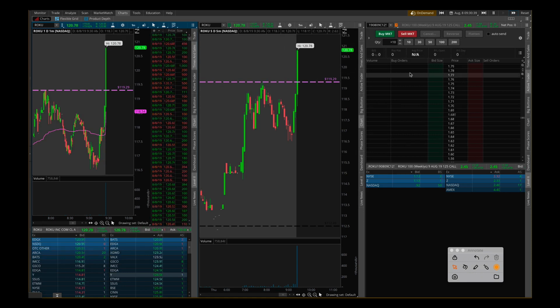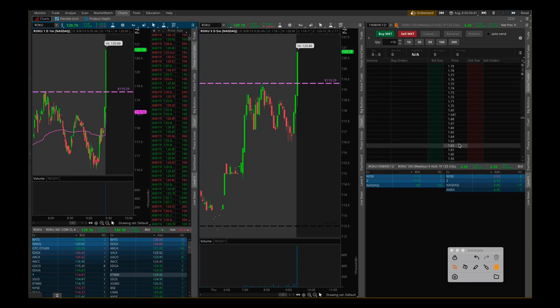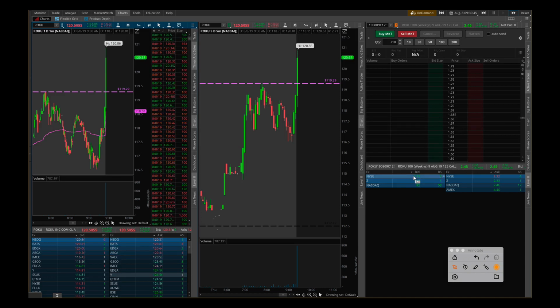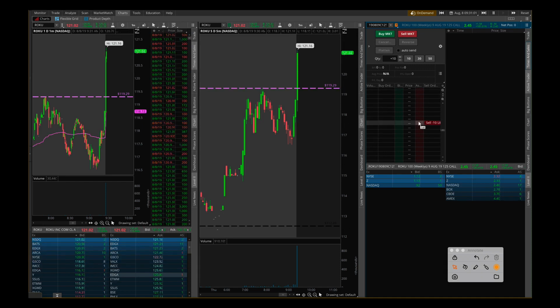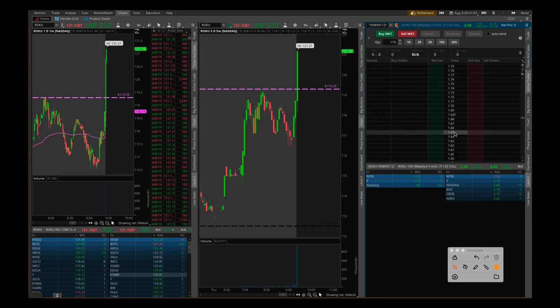Now, let's just say you guys want to buy call options, right? And you want to buy the 125 calls. This is showing you the bid. This is showing you the ask. Right now, obviously, there's a huge gap between the bid and ask price, and that's because of how quickly this stock is moving. The level 2 here is only for this call option, right? So what I'm going to do is I'm just going to buy.